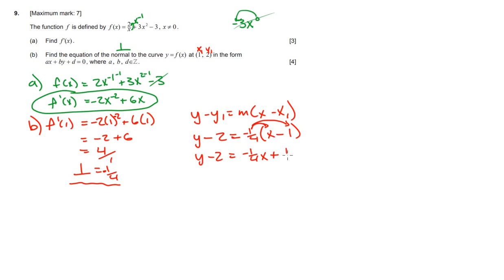A quarter of 1 is 1/4, right? And then we're going to want to add 2 to both sides. And we get y equals negative 1/4 x plus 2 1/4. Okay, now I'm going to actually take that out. 2 times 4 is 8, plus 1 is 9. I'm going to actually turn that into 9/4 because that's going to make it easier for us when we simplify everything.